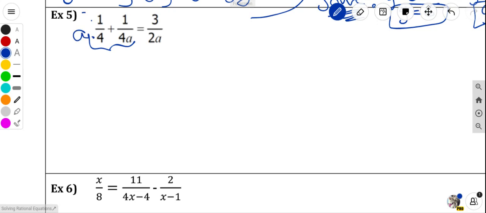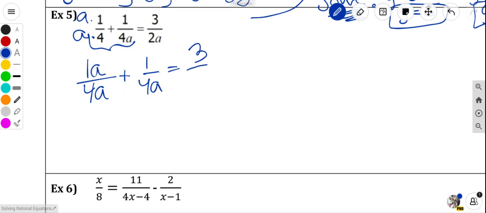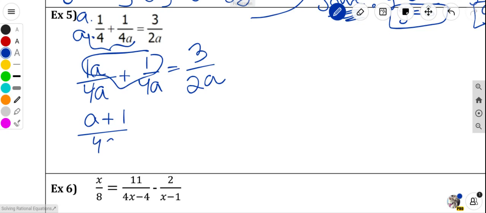So I'm going to multiply the bottom by a and the top by a, which becomes 1a. You don't really have to put the 1 if you don't want to, over 4a plus 1 over 4a equals 3 over 2a. Okay, so now I'm just going to add these tops, which again, these are not like terms. So I'm just going to write a plus 1 over 4a equals 3.